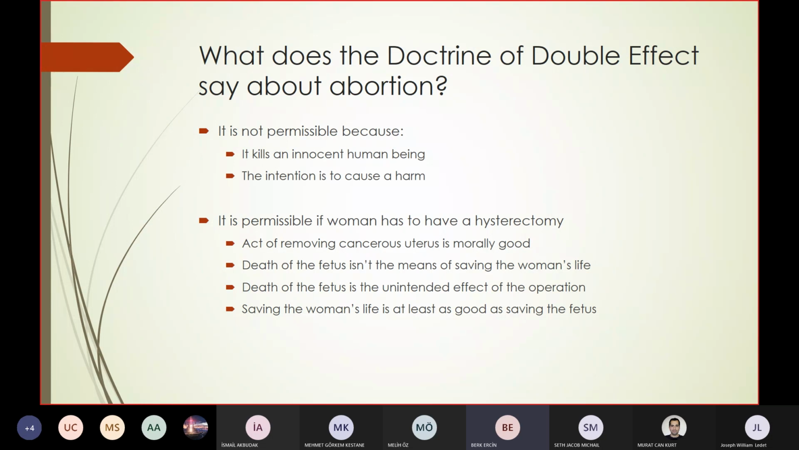Hysterectomy is the surgical removal of the uterus. Because the act of removing a cancerous uterus is morally good, the death of the fetus is unintended, thus it passes the third condition. Condition 2 is passed because the death of the fetus isn't the means of saving the woman's life, it is the act that saves her. Condition 4 holds true because it's a greater good, at least as good as saving the fetus. So basically, this doctrine of the double effect allows it to happen. It sees this as a permissible action in the case of a woman having a condition that needs an operation.